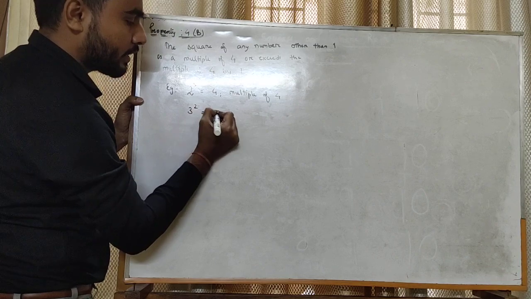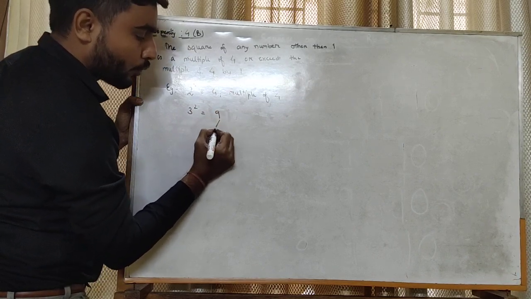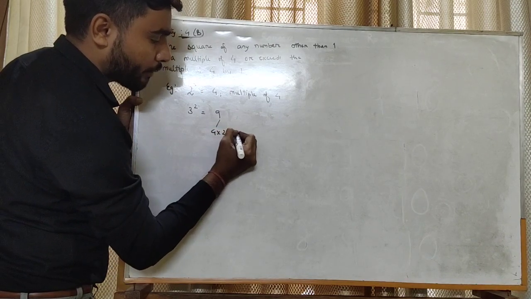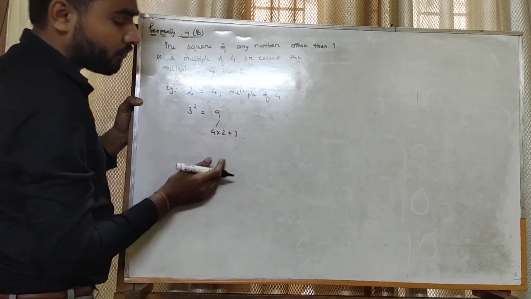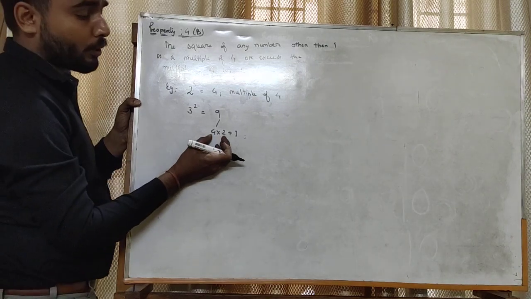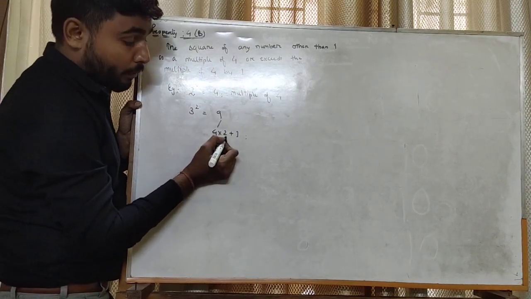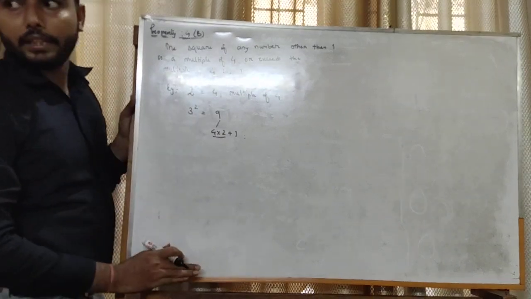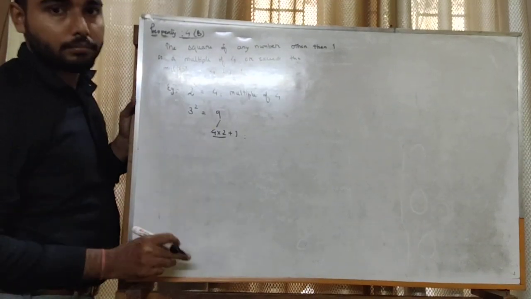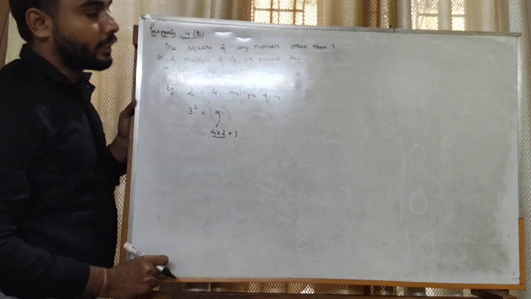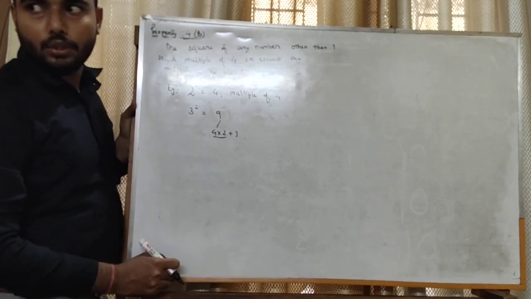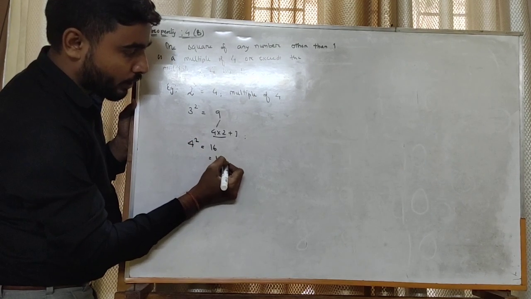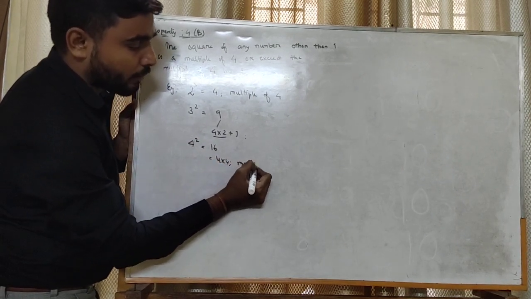Now 3 square is 9. 9 can be written as 4 into 2, that is 8, plus 1. So you can see it exceeds the multiple of 4 by 1. Multiple of 4 means multiplying these two gives us 8, and 9 is 1 greater than 8, that is, it is 1 greater than a multiple of 4. Similarly, 4 square is 16. 4 into 4, that is a multiple of 4.